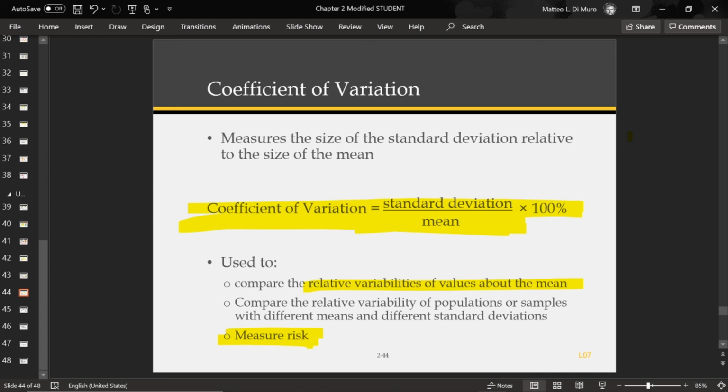Let me think here for a second. The bigger it is, usually, it depends on what it is, the greater the risk. What the risk is will be highly dependent on what the numbers are about. So you can compare the relative variability of populations or samples with different means and different standard deviations. It'll also let you compare different data sets. You can look at two completely different data sets and use this one calculation to get an idea of how similar or how different these populations are.